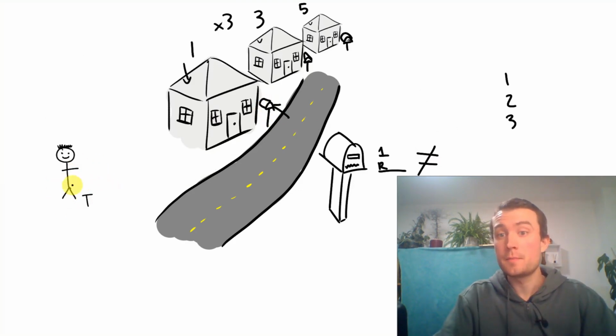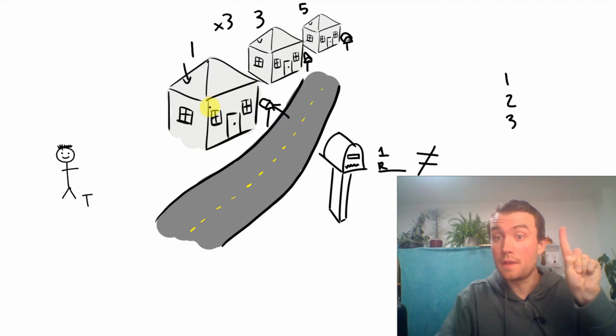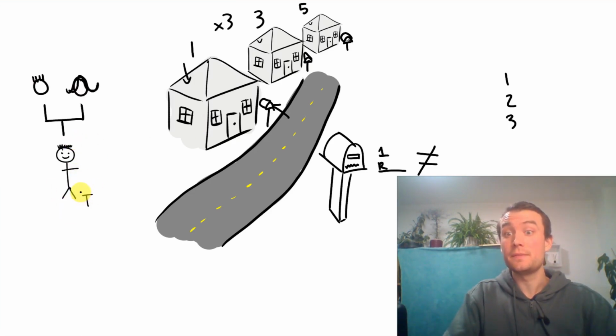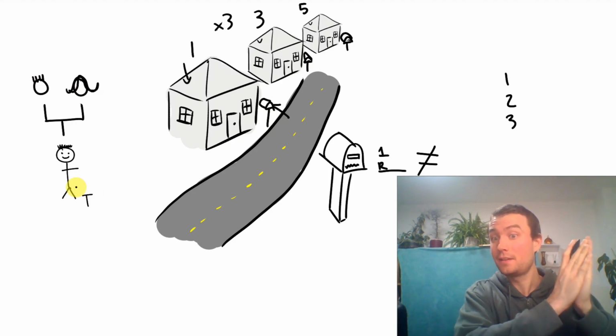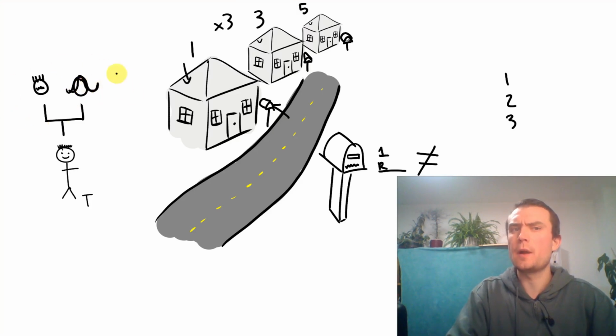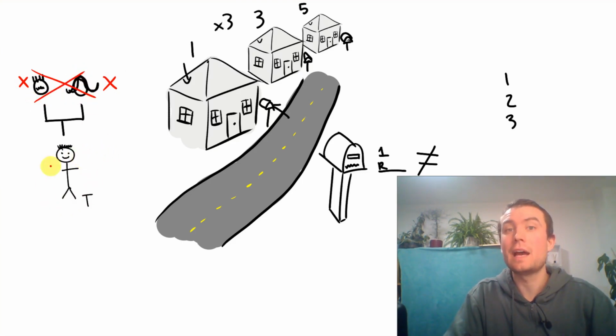Tim doesn't live in this house alone. There are more people living in this house. He doesn't live alone. Tim lives together with his parents, with his dad and his mum. His parents. Tim isn't a man. He's not a woman. He's not an adult. He's a kid. He's a child.